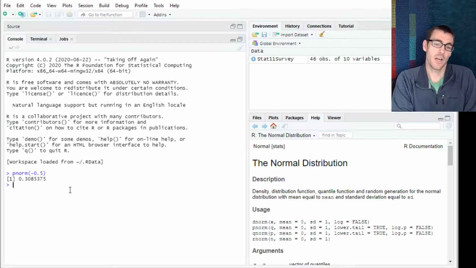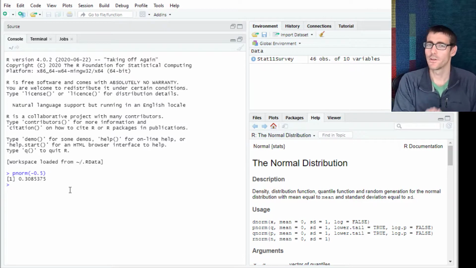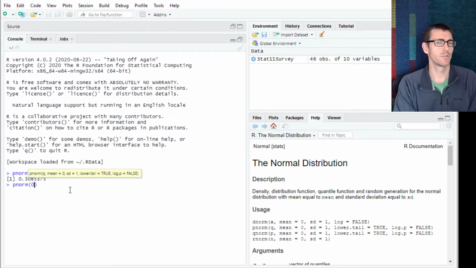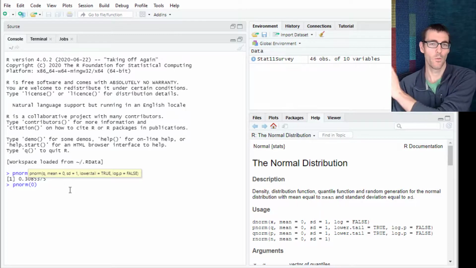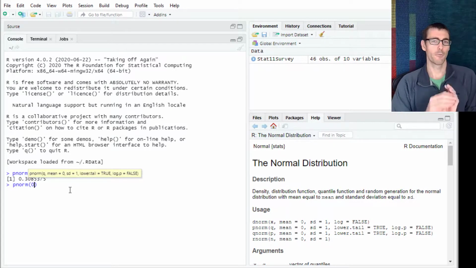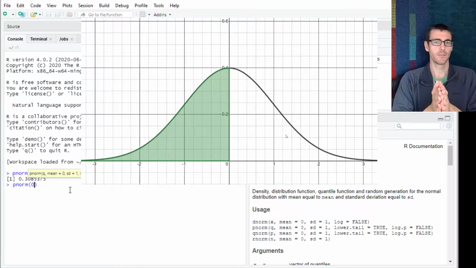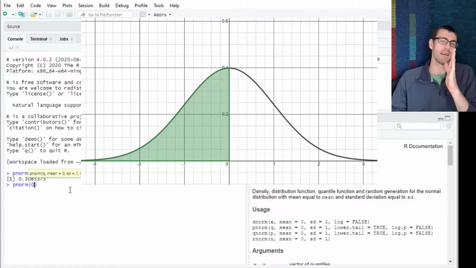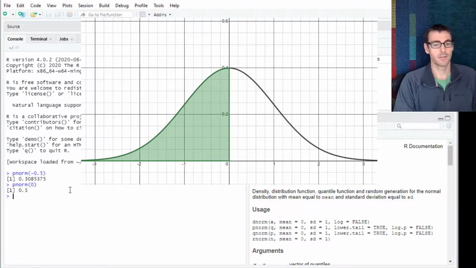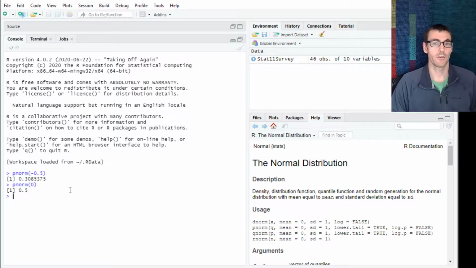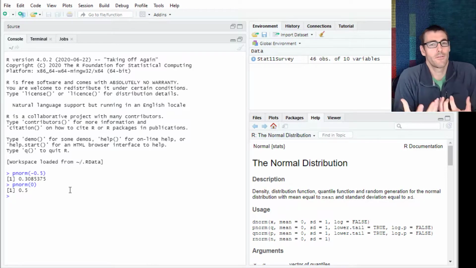Just to double check this pnorm function, let's try a couple other values. As in, let's try pnorm of 0. So go ahead and pause this video for a second and think to yourself what you expect pnorm of 0 to be equal to. Okay, so pnorm of 0 is asking what is the area under the curve from way off to the left up until right in the middle. If the whole thing is 100%, then half of it should be 50%. So pnorm of 0 equals 0.5. Here we're making use of the fact that this distribution is symmetric.